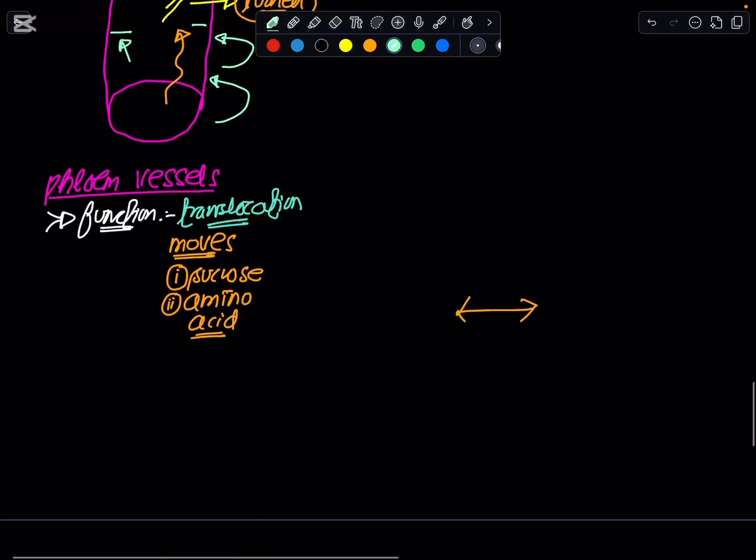For the phloem vessels, you just need to know at the moment that they would be translocating the sucrose and the amino acids around the plant. So these were the specialized cell structures that we have in the plant.